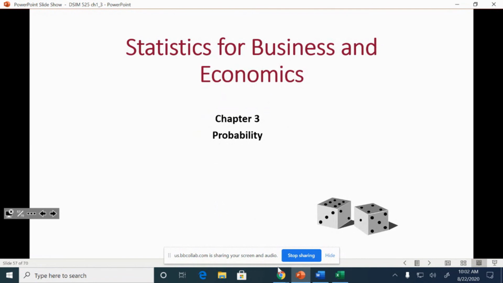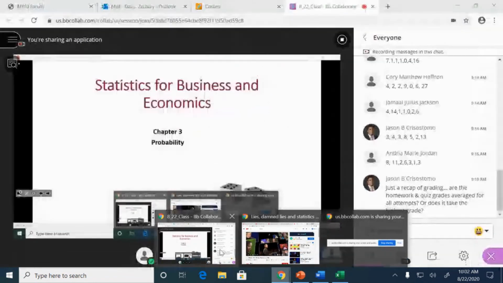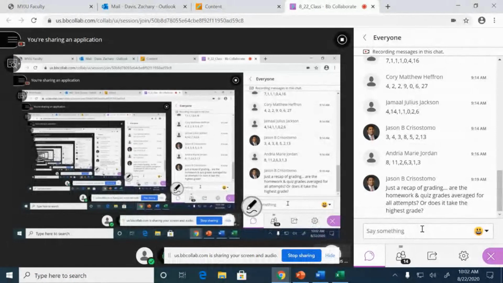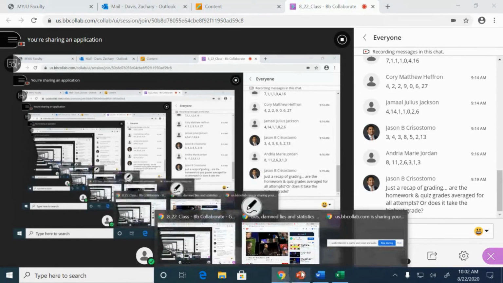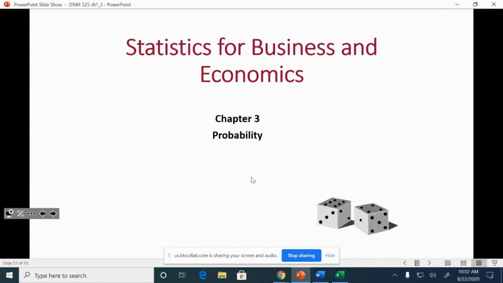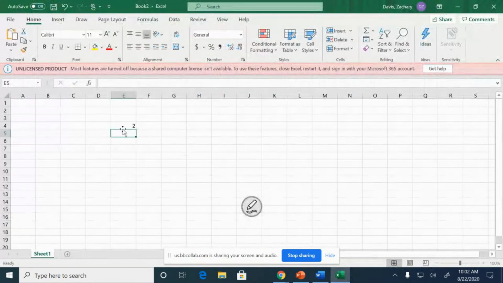All right, before we get into probability, I'm going to check homework and quiz. I don't think they're averaged. I think it's the highest. So pull this up. Put in some random data here.